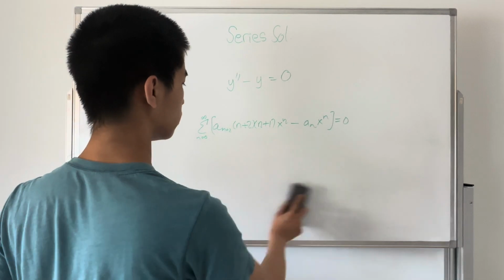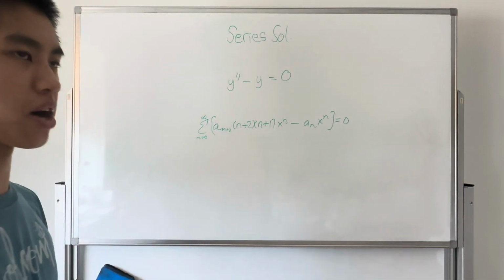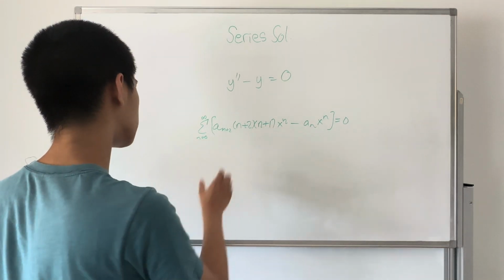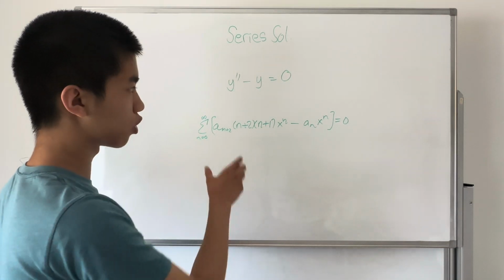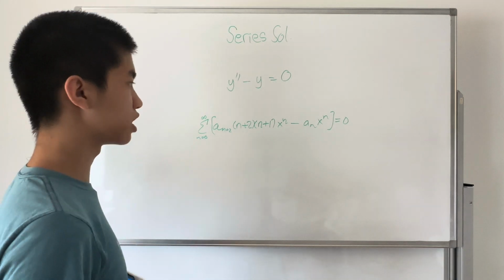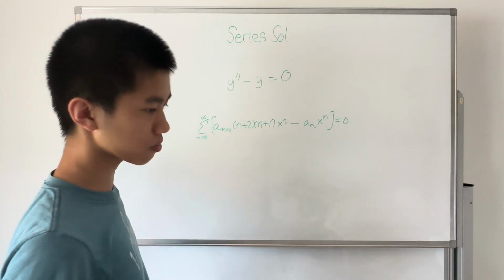But if you paid attention in your pre-calculus class or wherever you learned this, you should know that in order for a series to equal 0, in order for a whole series to equal 0, each individual term has to be 0, at least for this case.